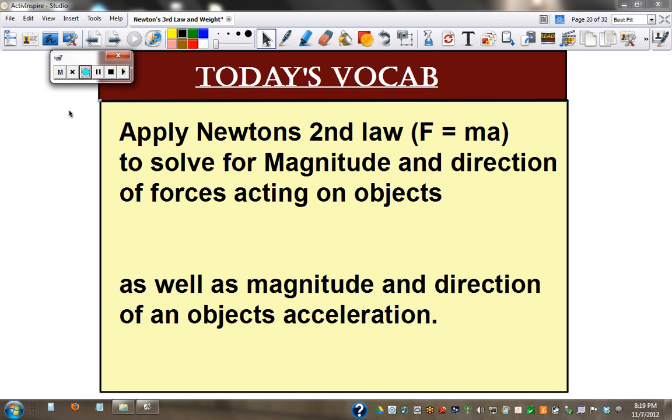This is our last video in the Newton's Laws unit, topic 21. And here's our objectives. Apply Newton's second law to solve for magnitude and direction of forces acting on objects, as well as the magnitude and direction of an object's acceleration.